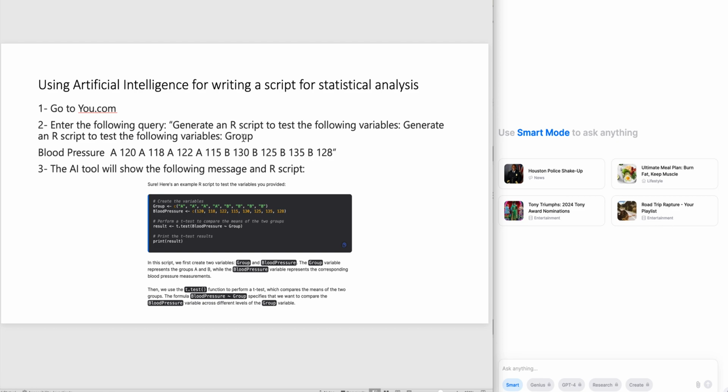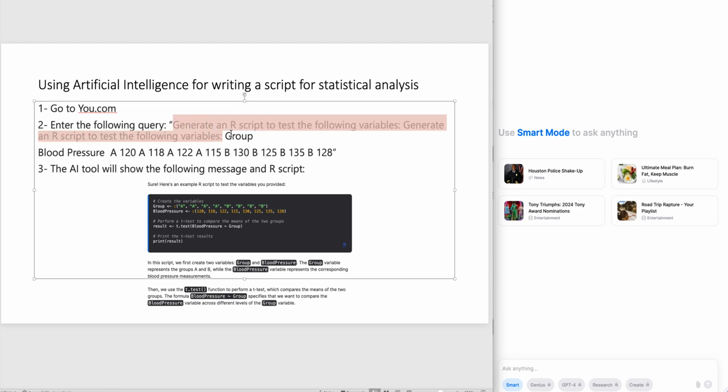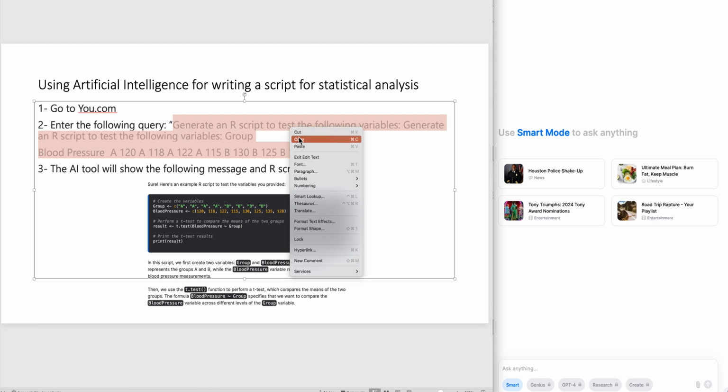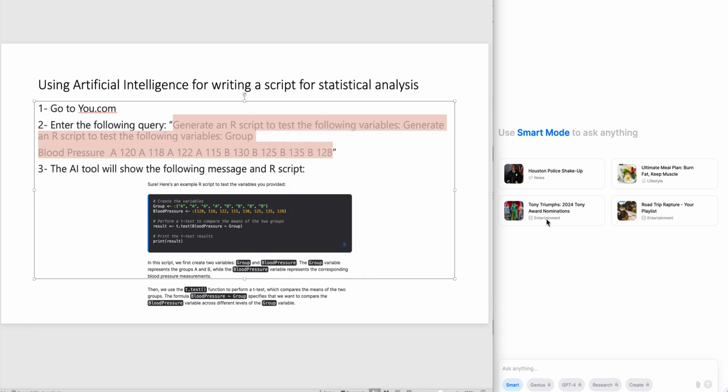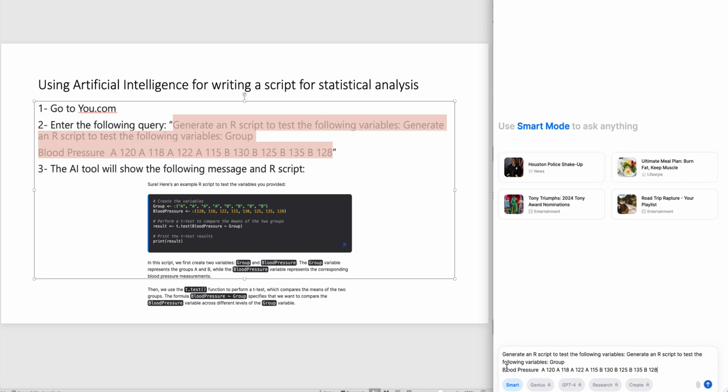So all you need to do is just write this query, which is written here. I just copy that, and then I'm going to go to my interface of the AI and paste it. So now what you can see is that we are asking the AI tool to generate an R script for RStudio.